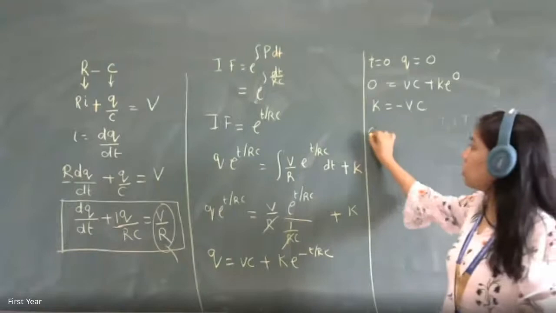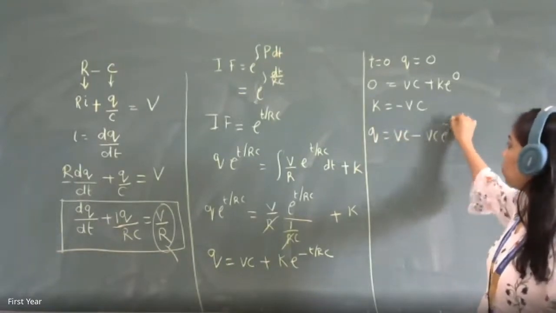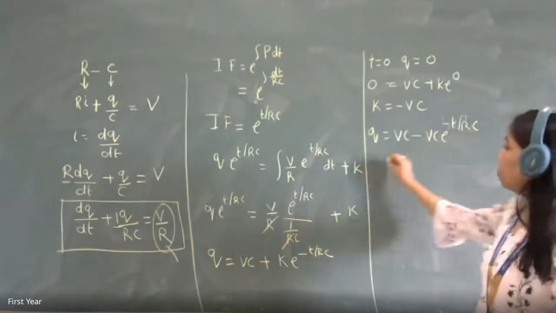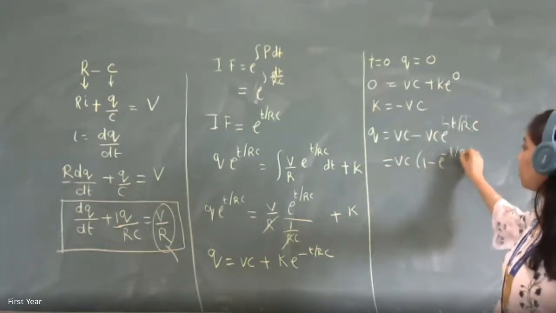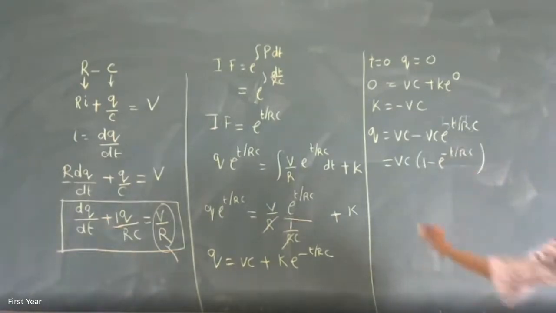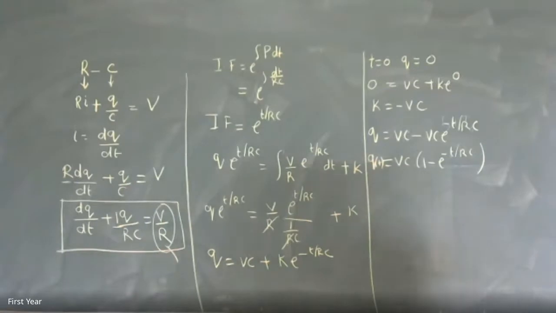And therefore your answer is q is equal to VC minus VC e raised to minus t by RC. Take VC common, it is 1 minus e to the power minus t by RC. So this is the charge at any time t in the circuit. Charge at any time t in the circuit: V into C in bracket 1 minus e raised to minus t by RC.